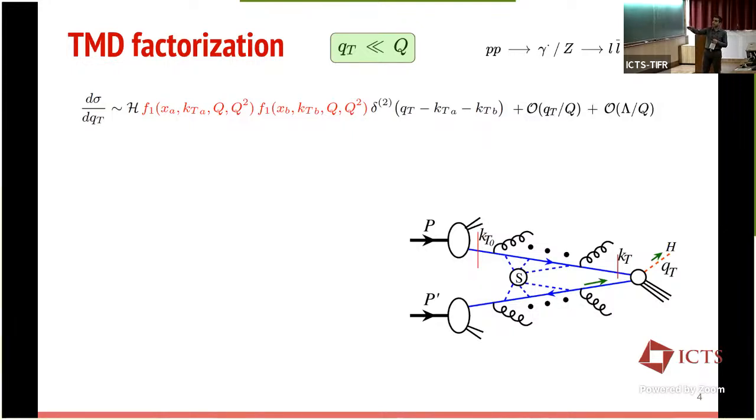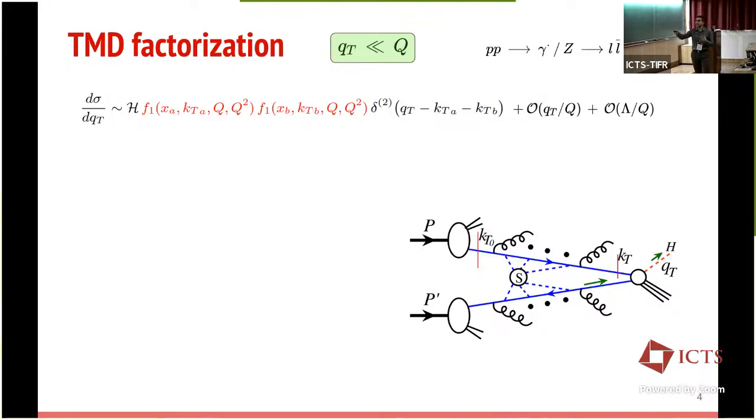And what's the difference compared to what we saw until now? What do you see in these distributions? They depend on x, they depend on kT. This is what we saw yesterday. And then what do you see there? Yeah, there are other two scales. Here they are set equal to Q and Q squared, where Q is the invariant mass of the exchanged virtual particle. But in principle, they are two different scales.